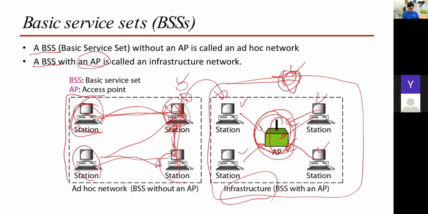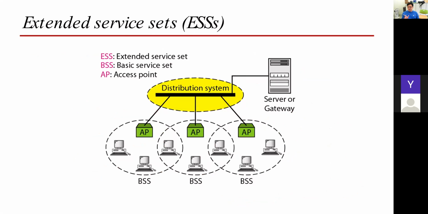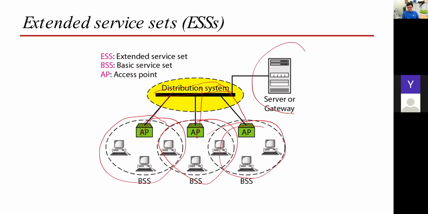So we call this basic service set. This is a basic service set without the AP. This is a basic service set with the AP. Okay, we now understand what a basic service set is, the very basic set. Then there is the ESS, extended service set. ESS is a set of BSSs. The BSSs are connected to the backbone, and they are connected by our server. What does it look like?